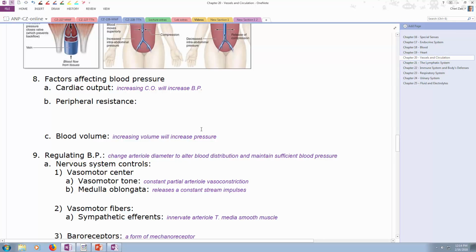Peripheral resistance affecting blood pressure. Well, we know that a smaller diameter blood vessel will increase our peripheral resistance. So decreased BV, for blood vessel diameter, increases PR, peripheral resistance. And it does this by looking at things upstream.